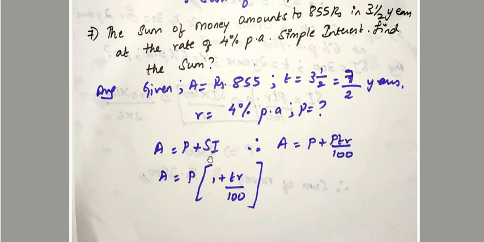So how do you basically find out the principal? Amount is equal to principal plus simple interest. Since they have given the amount, we'll use this formula. Simple interest can be calculated as PTR by 100. Therefore, amount can be written as P, you take it as a common factor outside, so it will be P into 1 plus TR by 100.